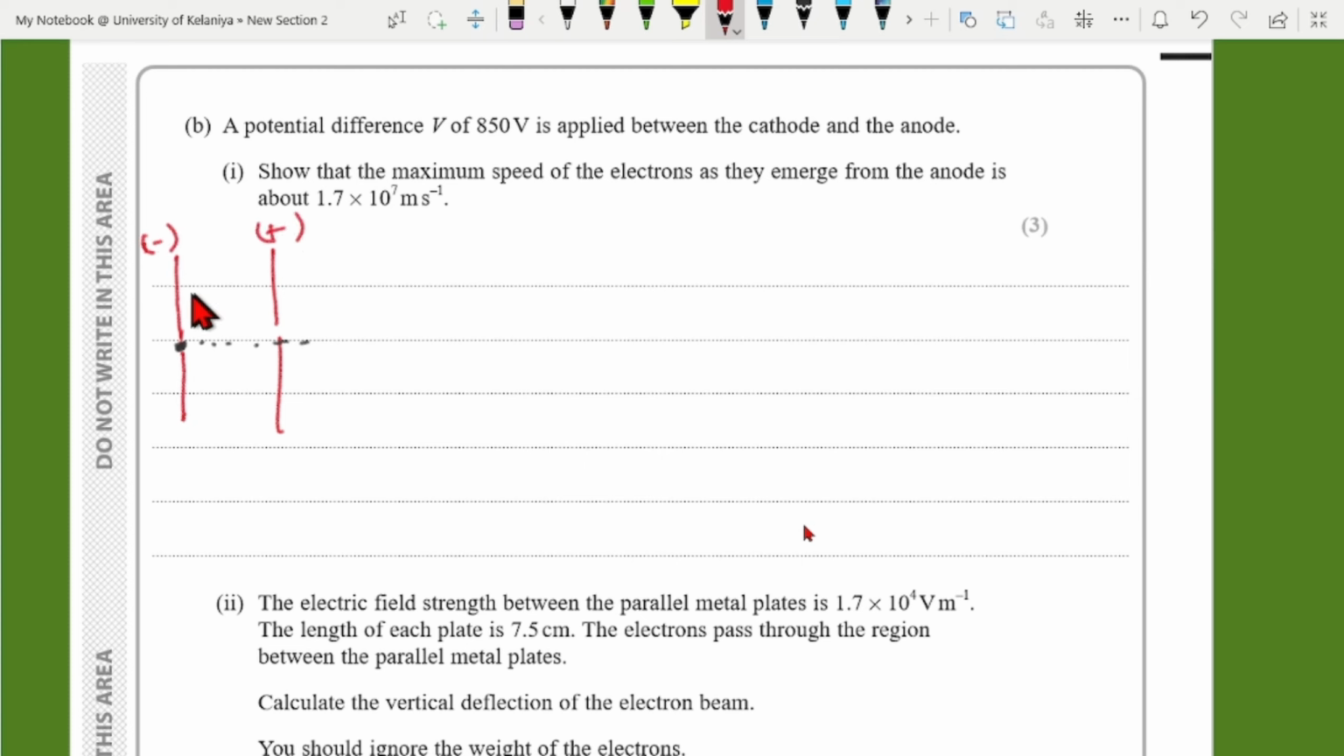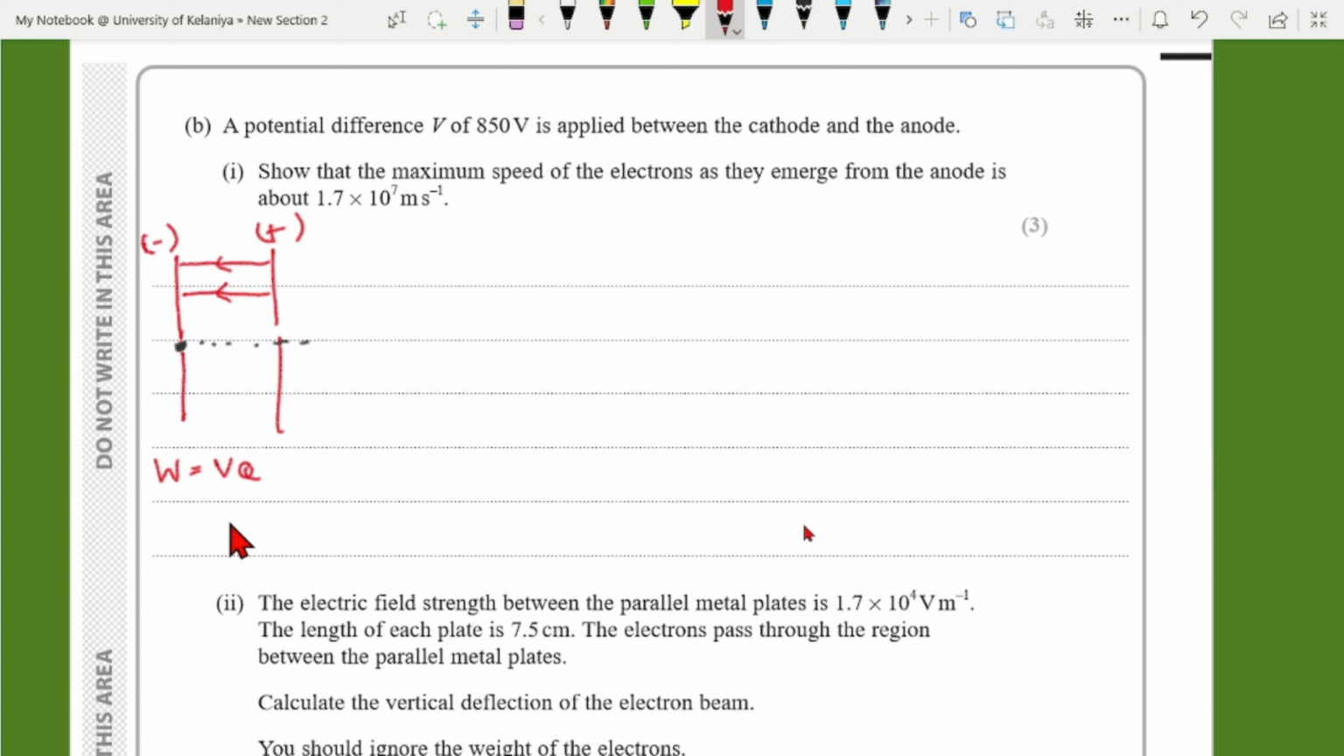Then what will happen? The field in between the anode and cathode will do work on this electron, right? The field is transferring energy to the electron. How can we find that? The work done by the field is equal to V times Q, W equals VQ. So if we know the potential difference and the charge, we can find the work done.